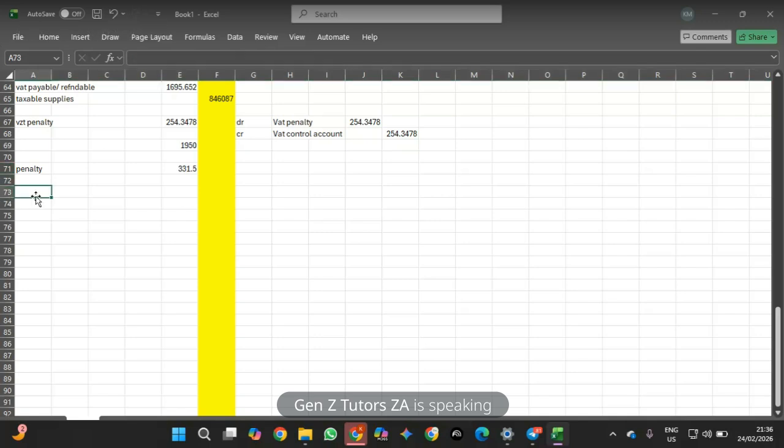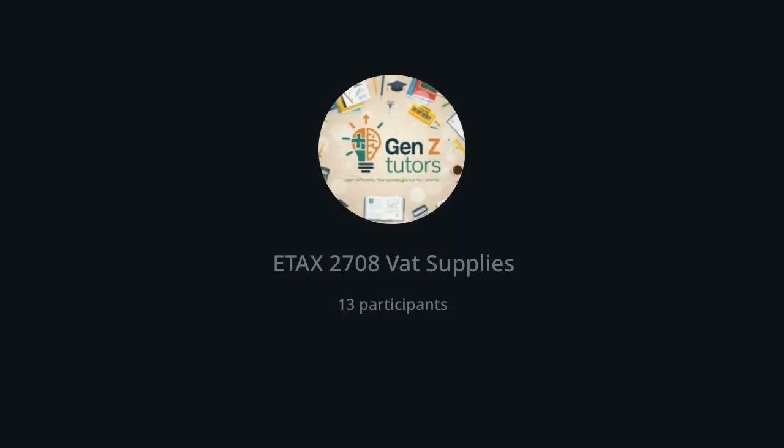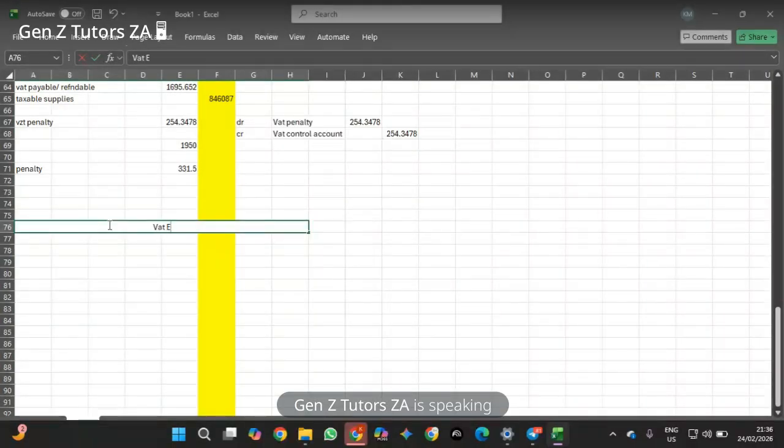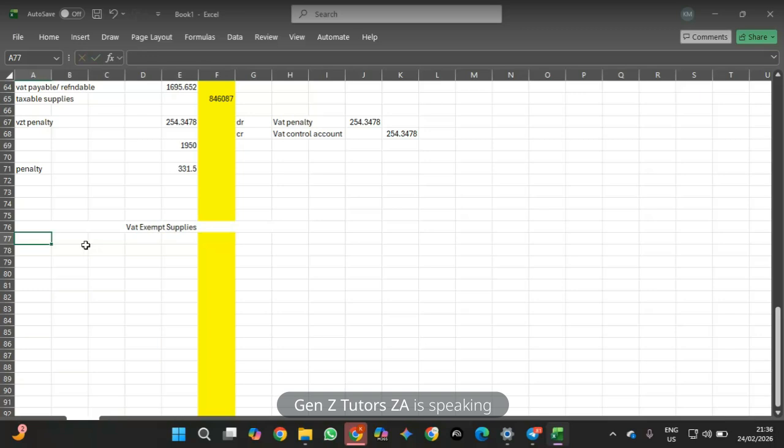And then another situation that you'd be faced with is having to deal with VAT exempt items, VAT exemptions. VAT exempt supplies, and I need to clarify this: if you produce VAT exempt supplies, you cannot claim VAT output, you cannot claim VAT input.